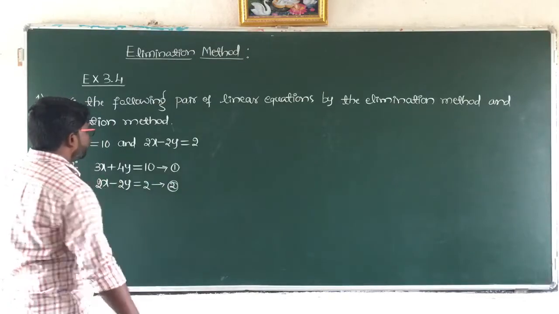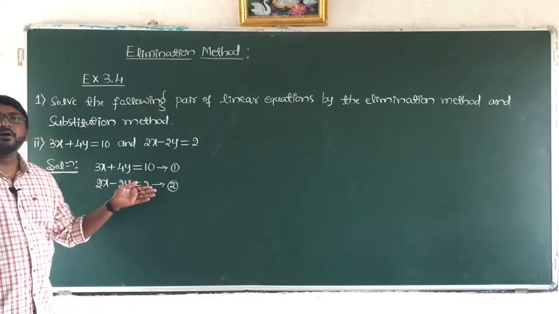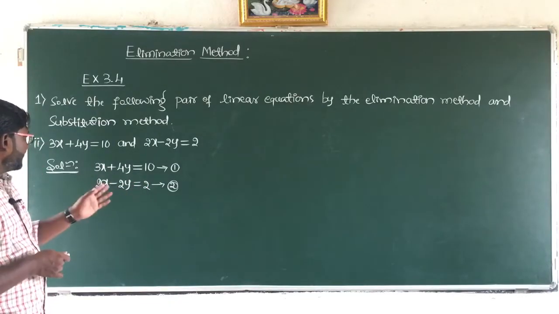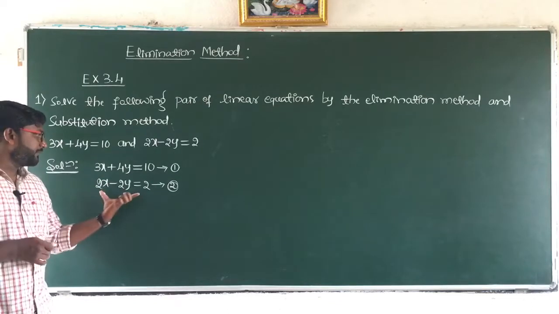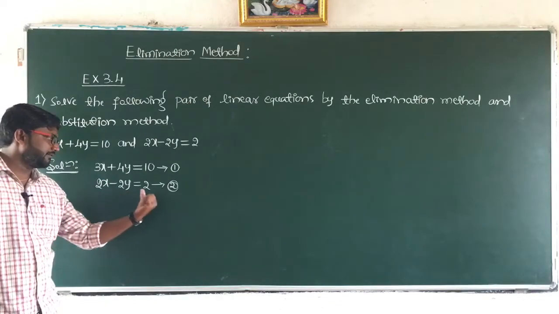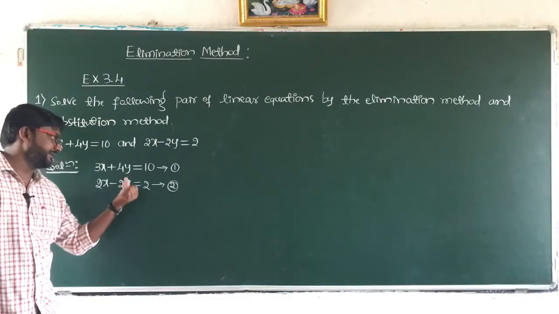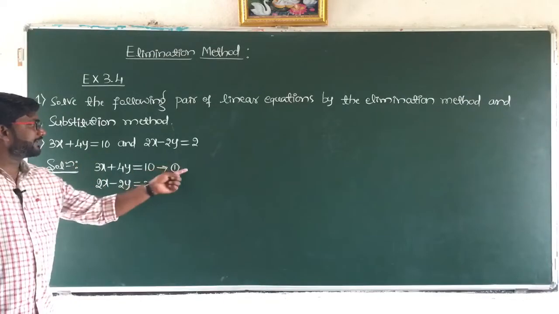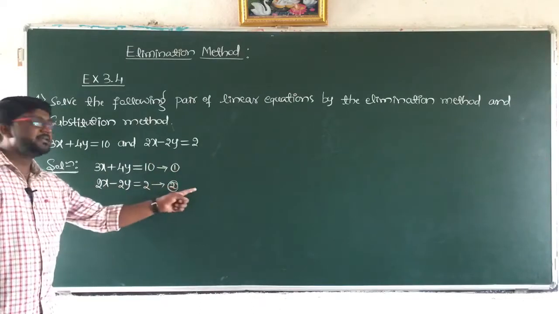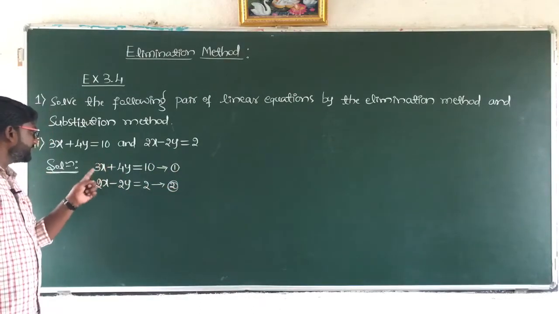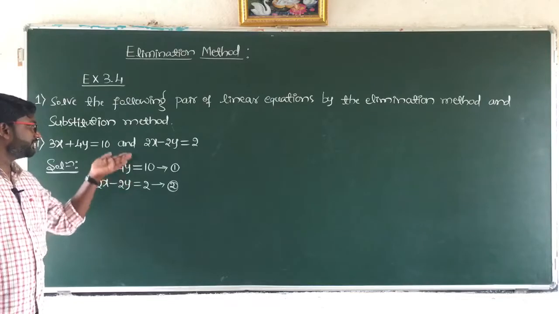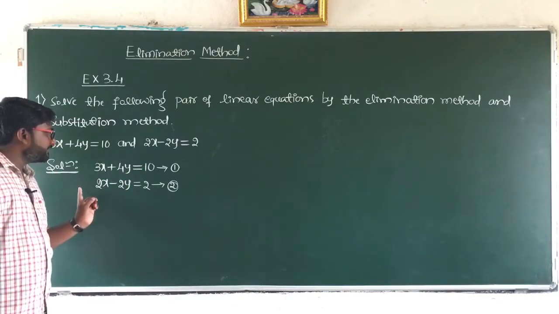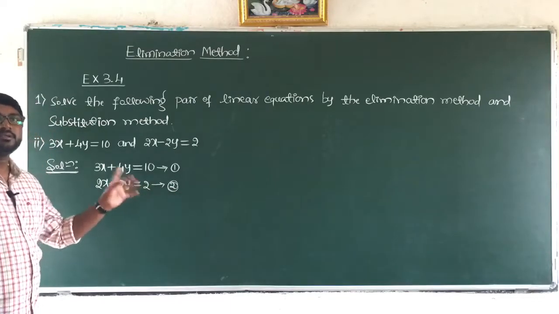So here we have to make either x equal or y equal. So I will be making y equal now. See here, if you multiply 2 to the equation 2, we get 4y here. Or else you can also make x equal. So multiply equation 1 by 2 and equation 2 by 3. Here we get 6x, here we also get 6x. So either way you can solve the problem. So I will be doing by multiplying equation 2 by 2 so that it will be y equal.